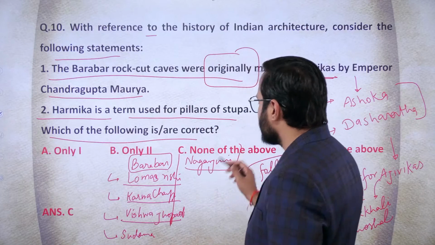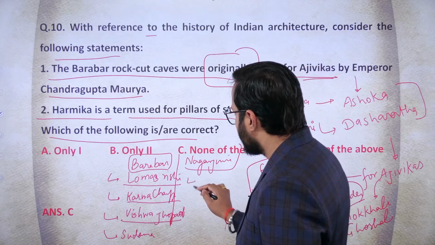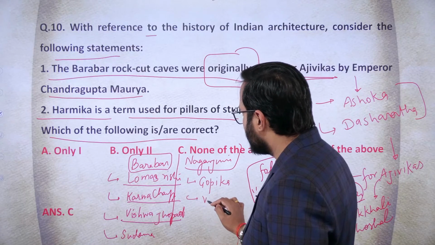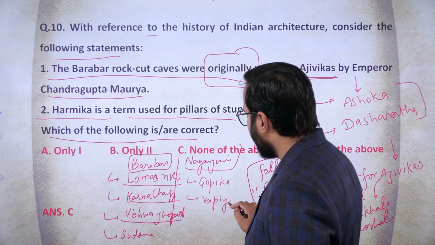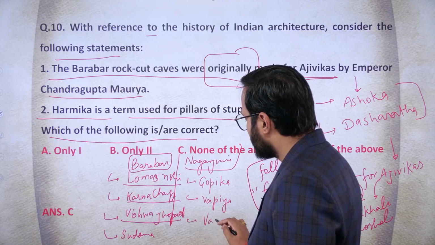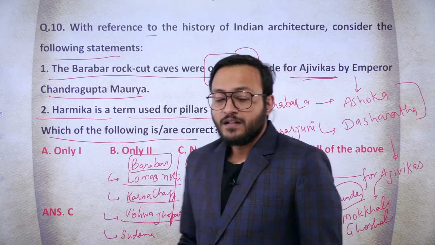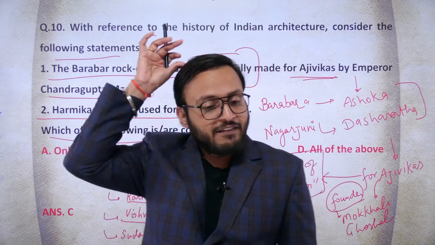Then at Nagarjuni, we had Gopika, Vapi, and Vaditi. Okay. So remember these four names, these are very, very important.